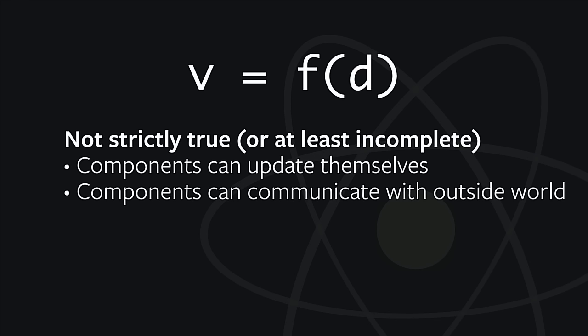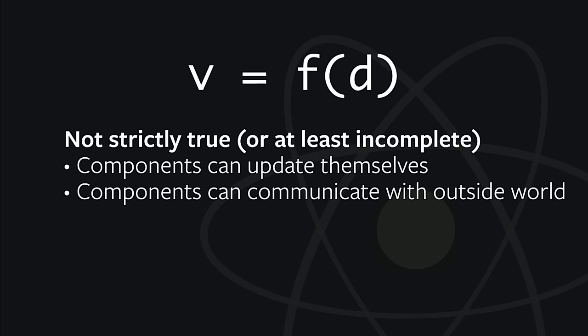But while the formula is useful, it's not strictly true, right? Because it implies that React components are pure functions. If that were true, then the only way to update your view, to update your app, would be to give a component new data. And when we say data, we mean props in this context, right? Because props are the thing you give to a component.